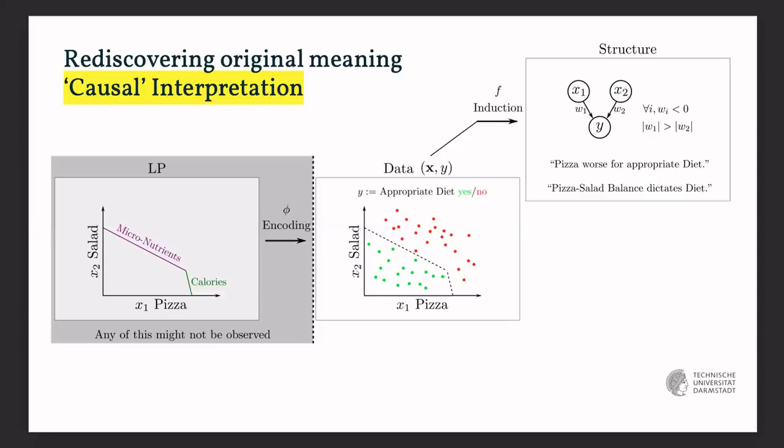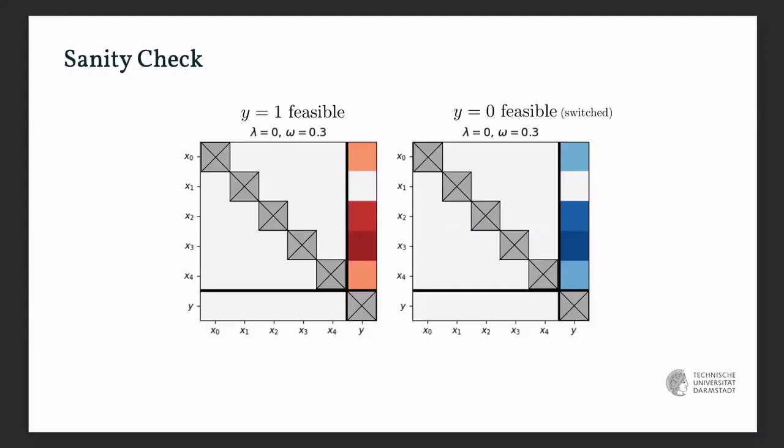What we find for this simple example is that pizza is, as expected, worse for an appropriate diet. It'll kick you out of the constraint space quicker. But also that the pizza and salad balance really dictates whether the diet will be good, which also makes sense intuitively. So this really corresponds to our initial assumptions. And so what we did was look at these different cases. First we did a sanity check.